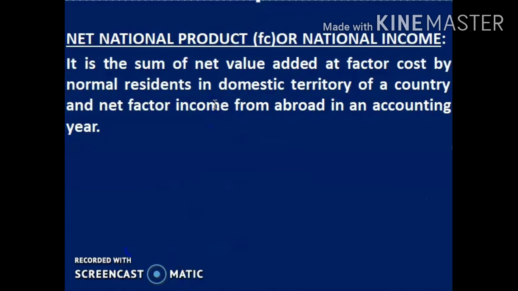So next is the term net national product at FC or national income. Net national product at factor cost, or national income, is the sum of net value added at factor cost by normal residents in the domestic territory of a country and net factor income from abroad in an accounting year. The formula is NNPFC equal to NDPFC plus NFIA. So the domestic product plus the income that we are getting from abroad.